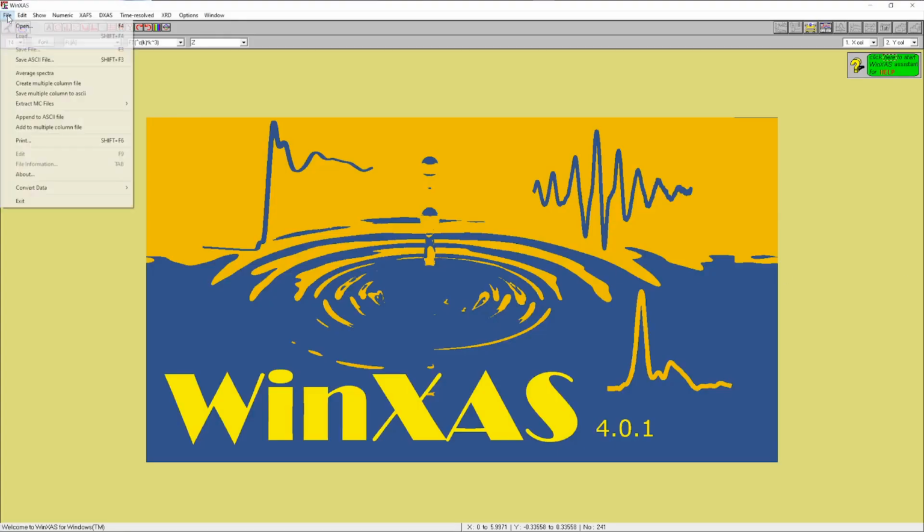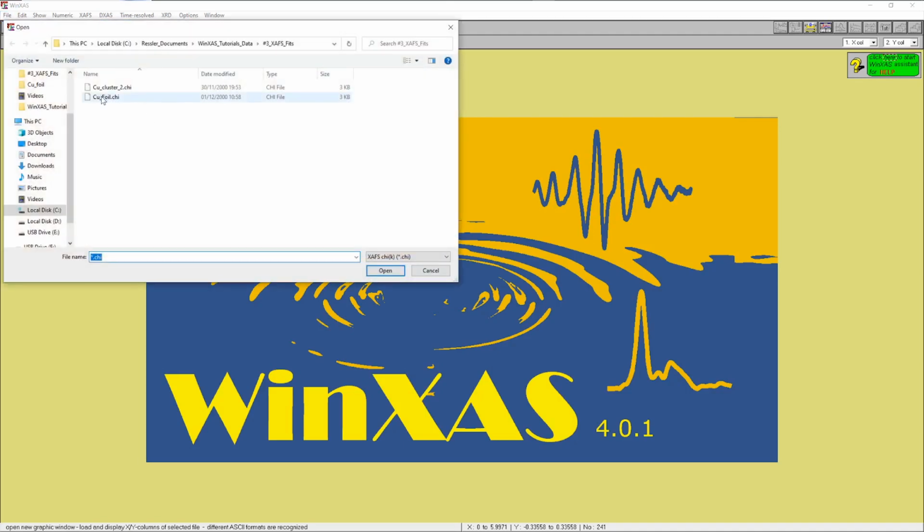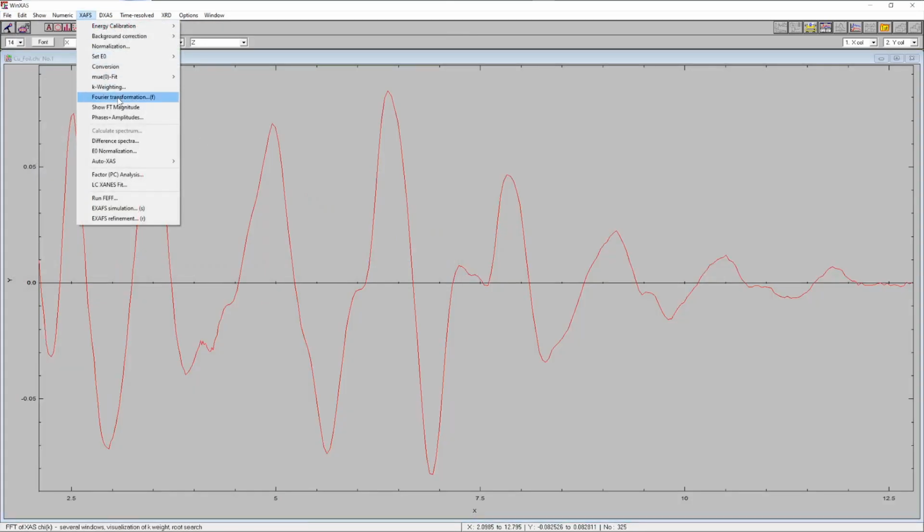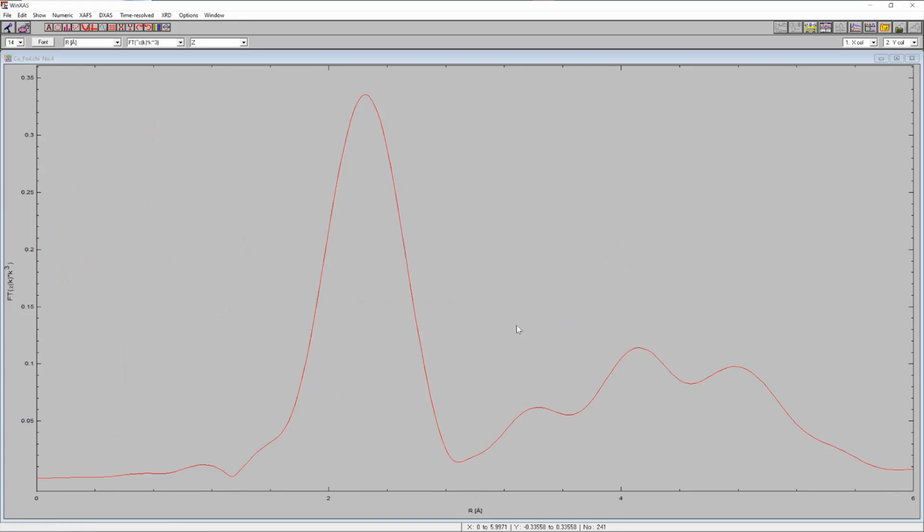Let's get started with the copper foil spectrum, Fourier transformation into the R space. So we are going to perform EXAFS simulation and EXAFS refinement in the R space to the pseudo-radial distribution function. Because we do want to refine coordination numbers, distances, and Debye-Waller factors at the same time, it's a good idea to start simple, which in this case means to only use the single scattering shells if possible.